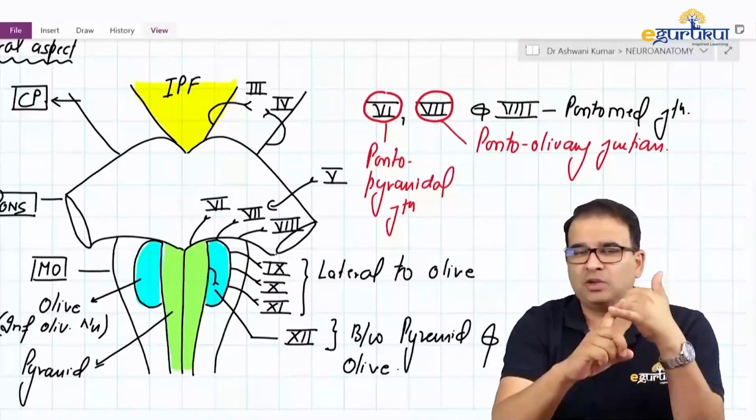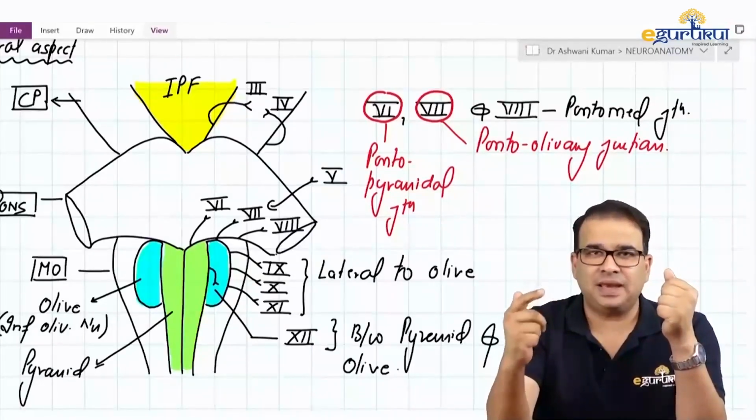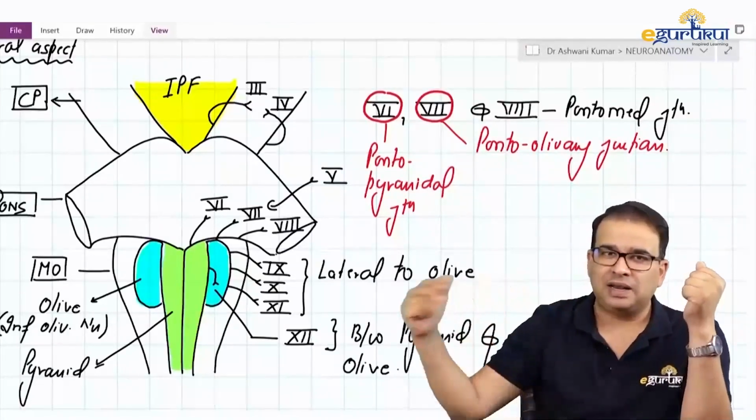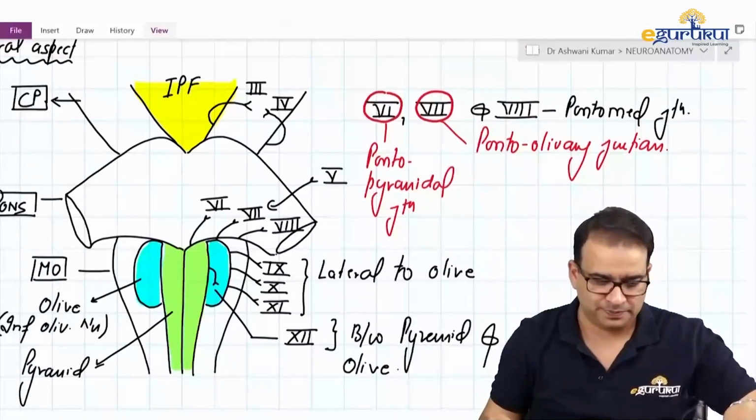So 3rd and 4th winding around the peduncle. 5th is the only nerve from the ventral aspect of pons. 6th, 7th, 8th from pontomedullary junction. 9th, 10th and 11th lateral to olive, and 12th nerve is between pyramid and olive.